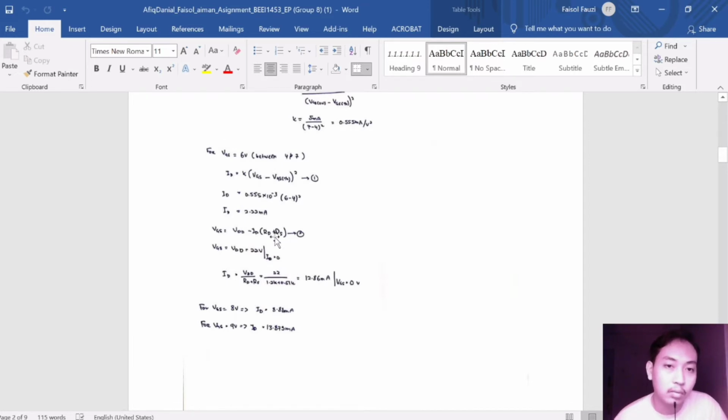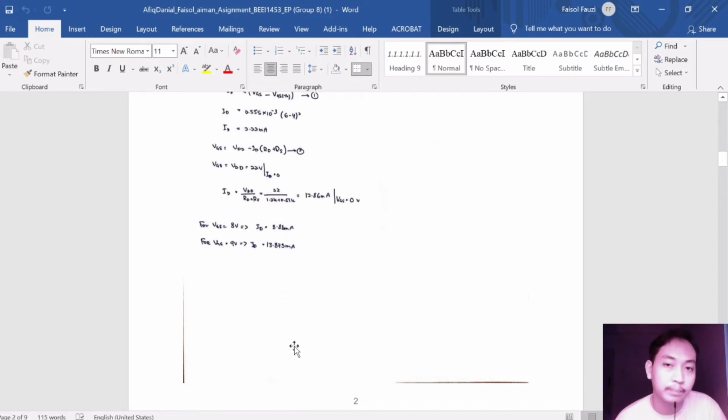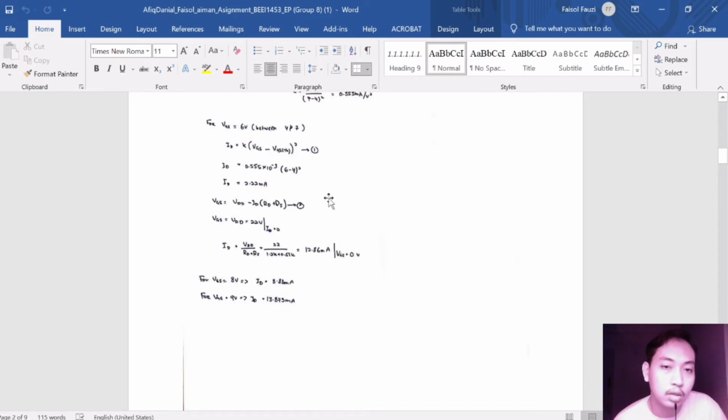Okay, then I will take two values of VGS randomly, higher than 7 volt. So I take 8 volt and the ID is 8.88 milliampere, and another value is 9 volt. The ID is 13.873 milliampere. You will use these values to sketch the graph.